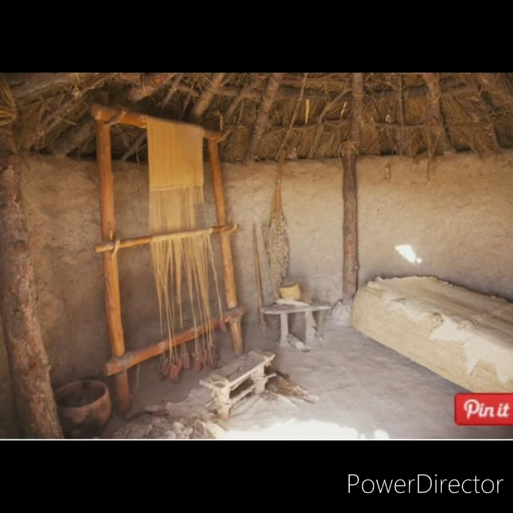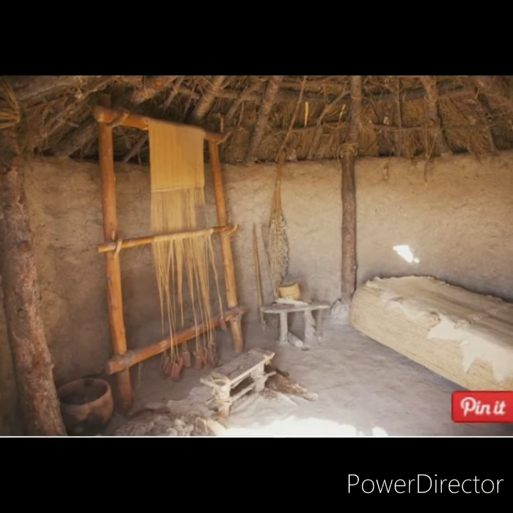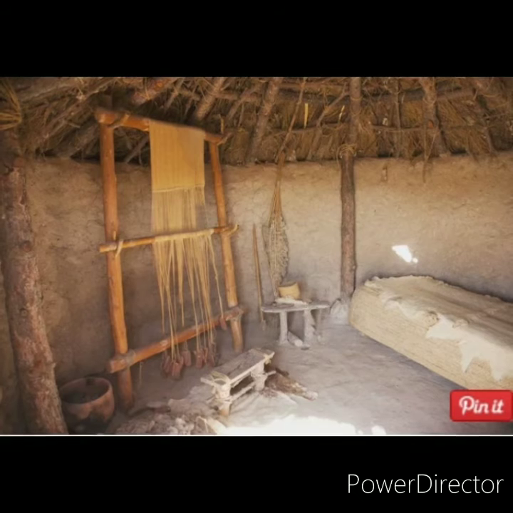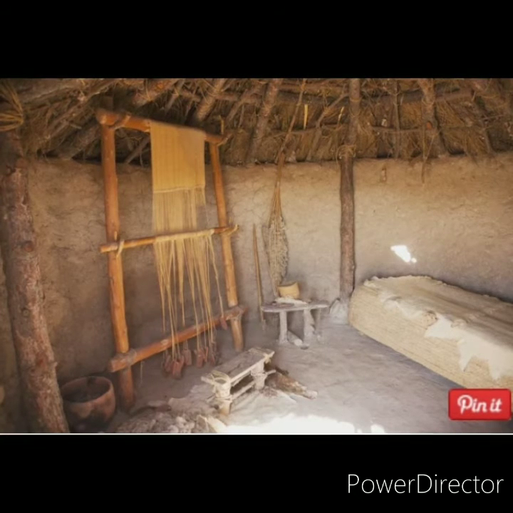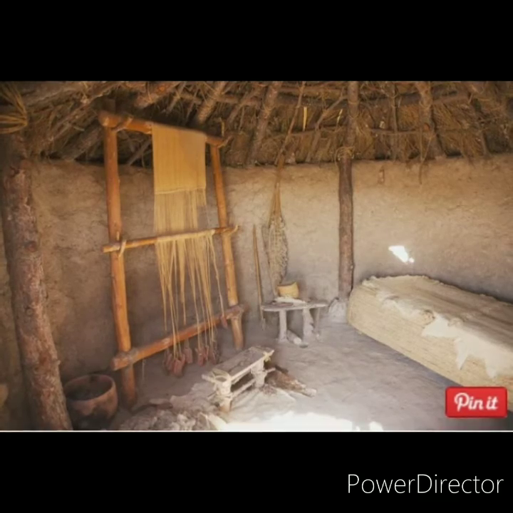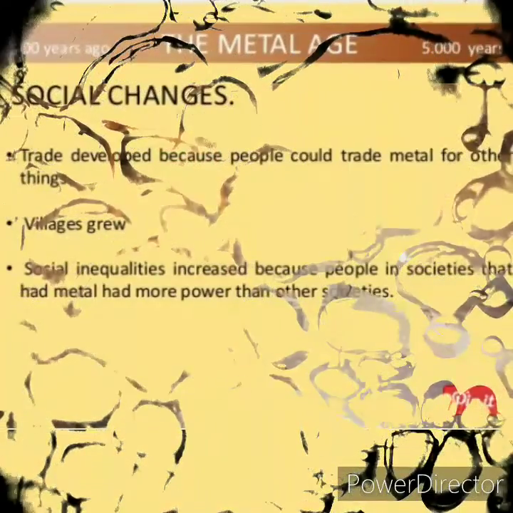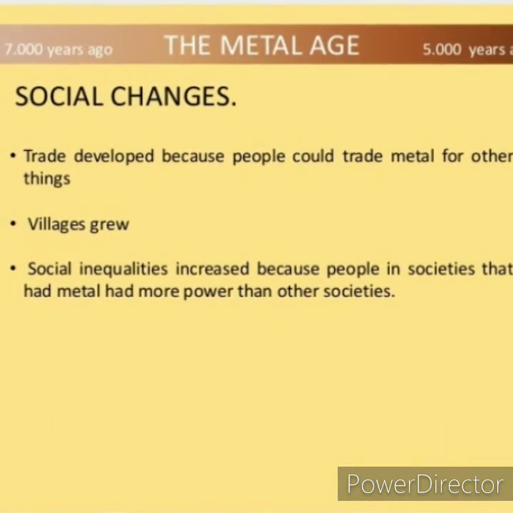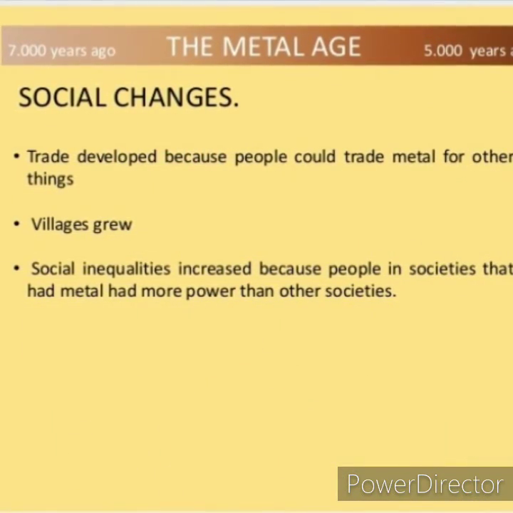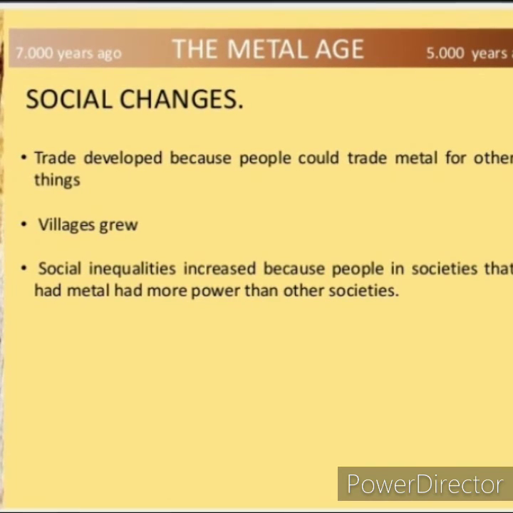So this is a view of the kind of houses they used to live in, in the Calcolithic age, or in the last era of the Metal Age. Now in this Metal Age you will also study the social changes. So it started from 7000 BC to 5000 BC.